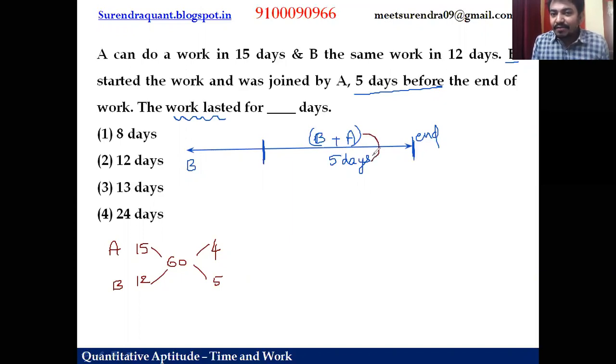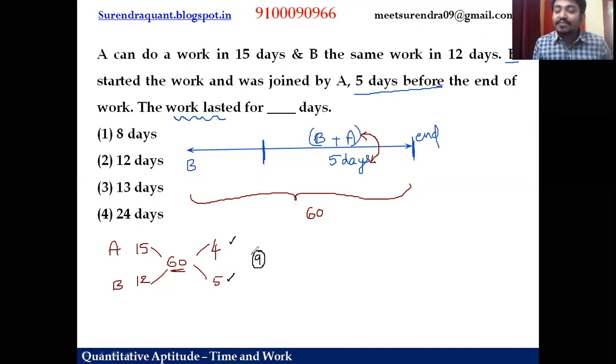A and B work together for 5 days, right? And the total amount of work is 60 units. That means this total line represents 60 units of work. Now let us try to find out how much work is done by A and B in the last 5 days. What is the 1 day work of A and B? In 1 day, A can do 4, B can do 5. Together, they can do 9 units in 1 day, right? For 5 days, they can finish 9 fives are 45 units of work.